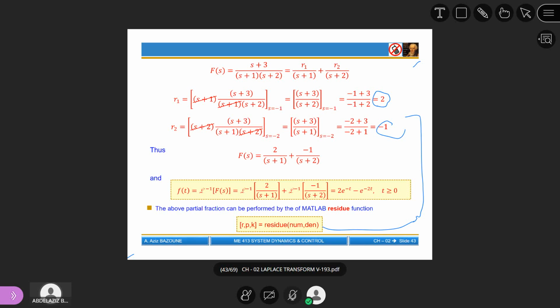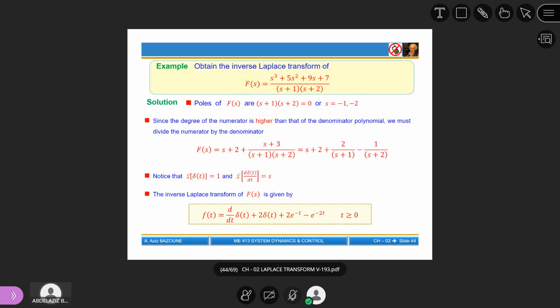I will repeat here. The poles are S equal to -1 and S equal to -2, which are these values here. These are real and distinct, مختلفين. Is it clear, Shabab? When they are real and distinct, this is how to do it. This is the easiest way.